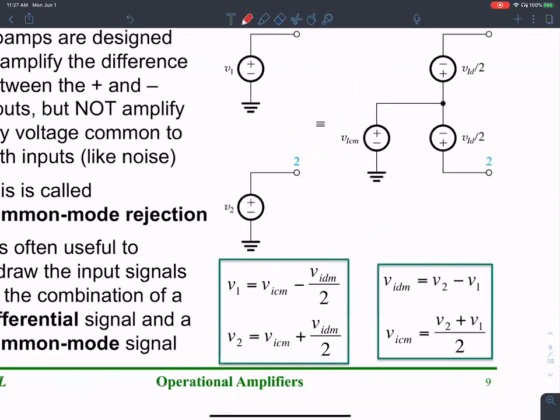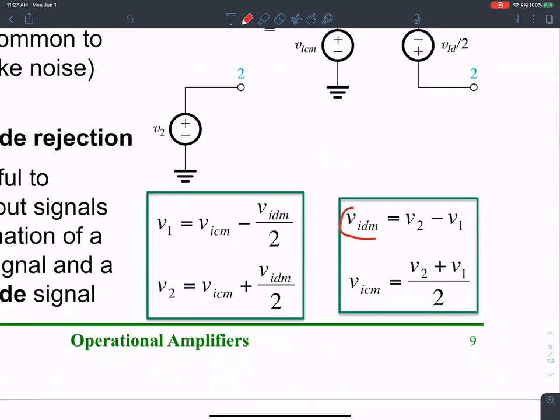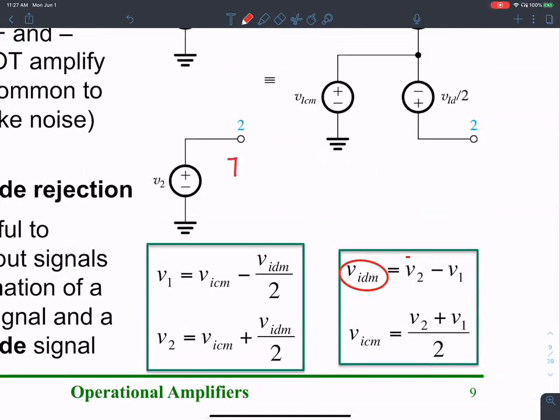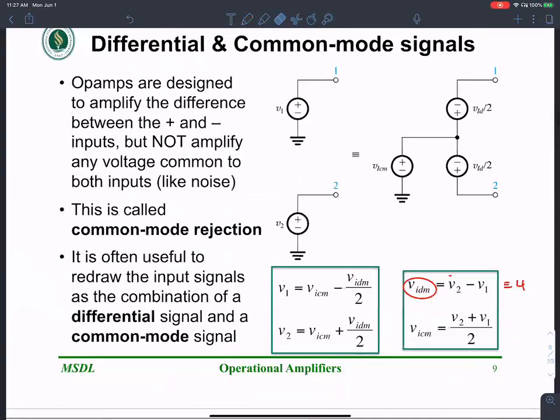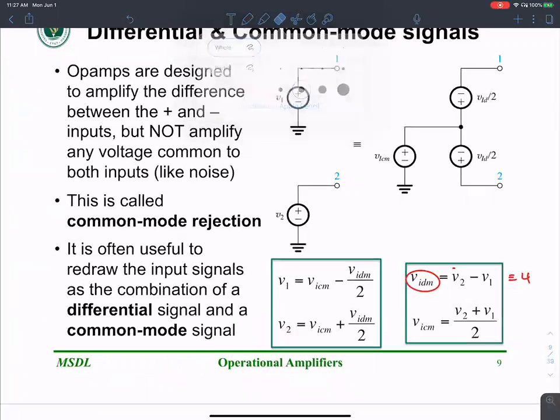Okay, so I'm going to define a new term, VDM, V differential mode, which is defined as the difference of the two voltages. Let's say this is 7 volts, let's say this is 3 volts. The difference between these two is 4. It's easy to see if you plug them in as numbers.